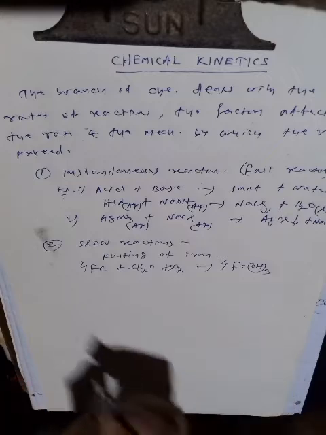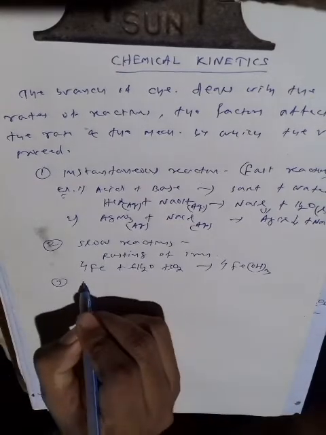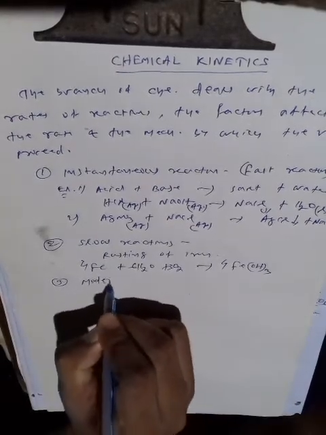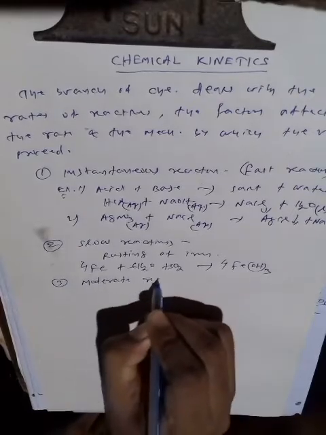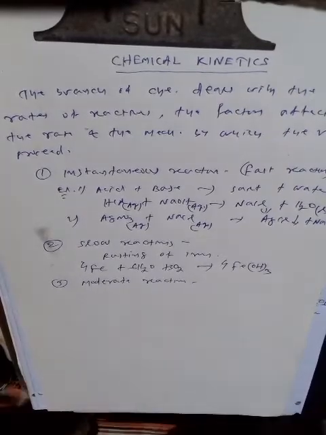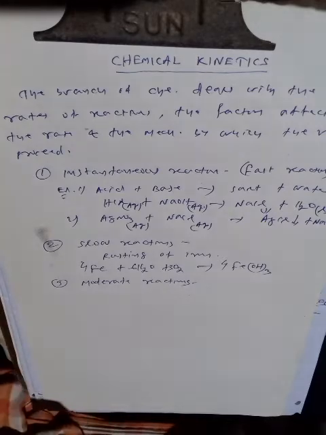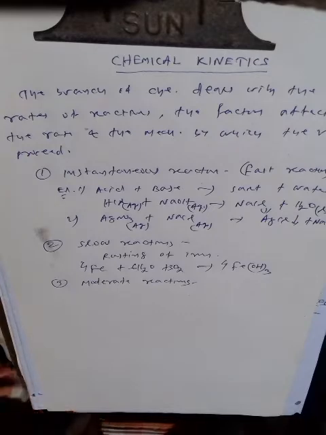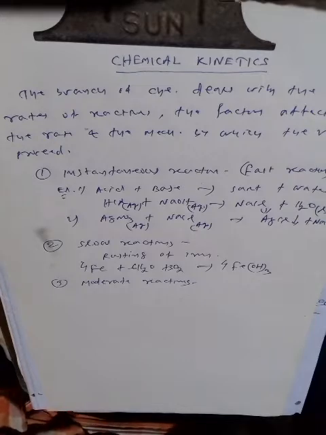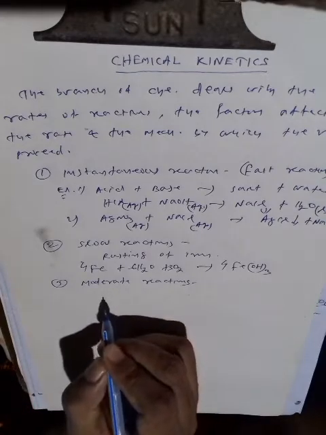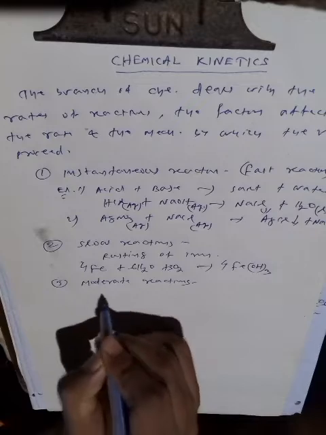Okay. The third type is moderate reaction. Moderate reactions means these reactions are neither very slow nor very fast. The rate of these reactions comes between the slow reactions and fast reactions. And almost all known reactions are of this type. An example here is hydrolysis of ester.